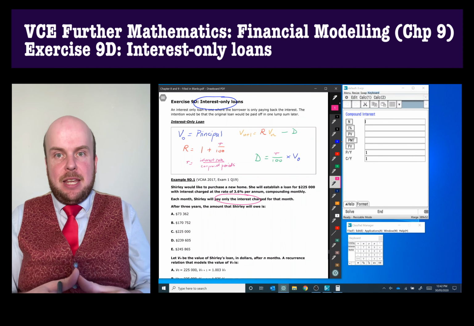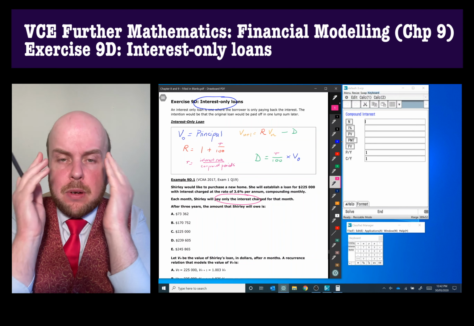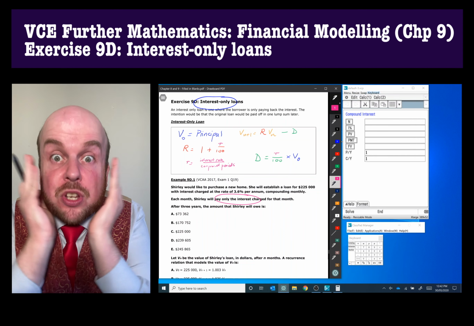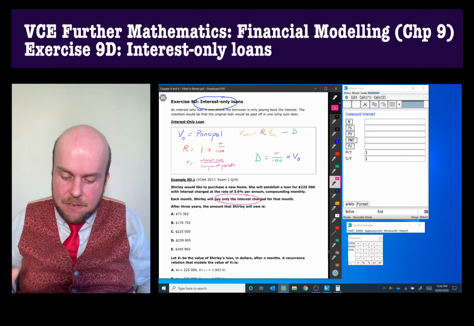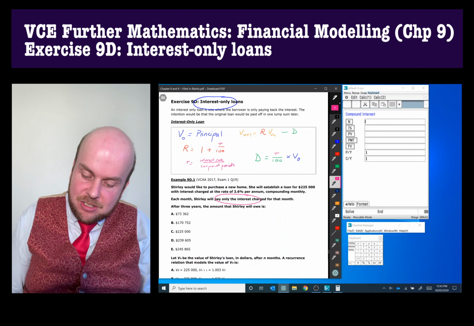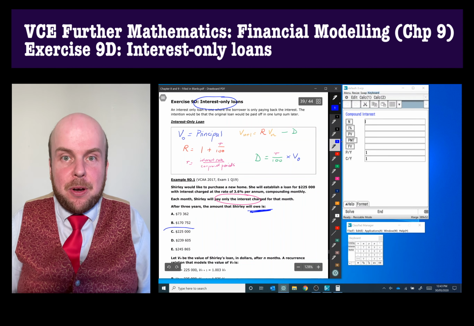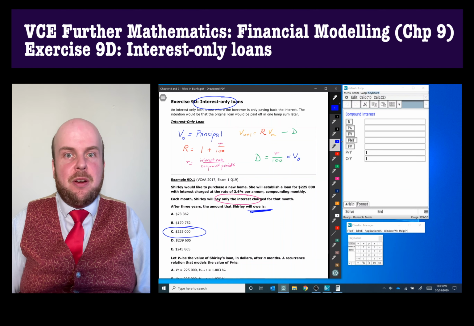And this stumps kids every time. They'll look at it and go, oh, I have to go and do the recurrence relation, carry the one. No, it's an interest-only loan, so she's only paying the interest. She's not paying off the original principal. So therefore, the amount that she still owes is the original amount that she borrowed. There it is, that $225,000. It's all that she owes.